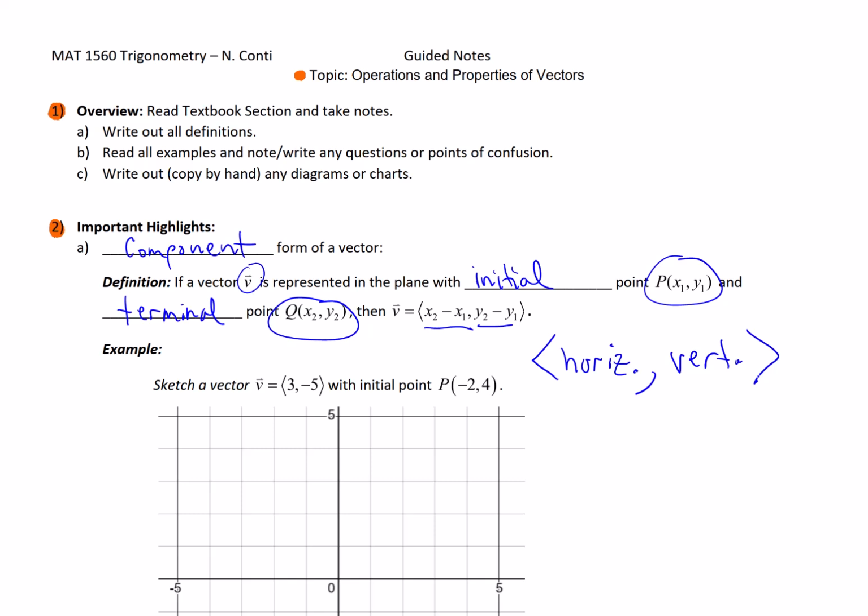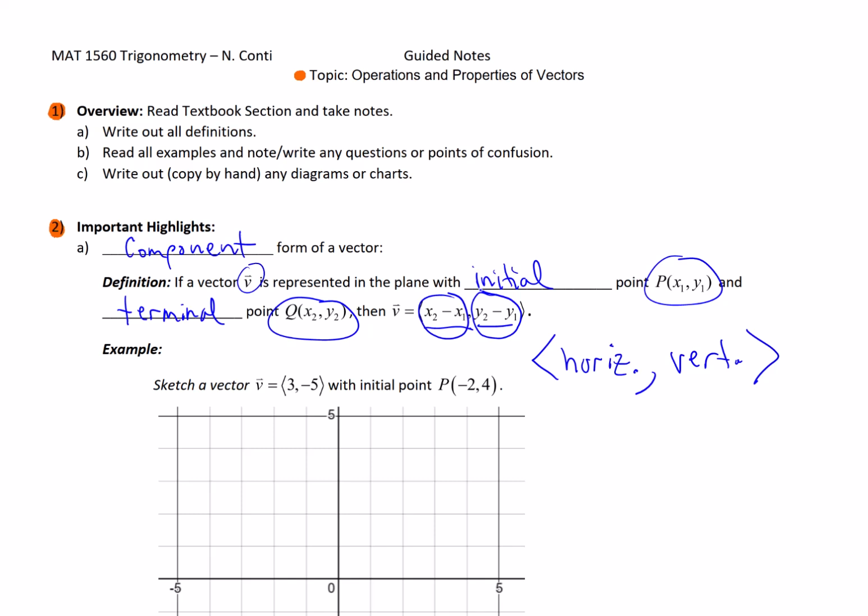What you're seeing in the definition for the horizontal component is x2 minus x1, and for the vertical component, y2 minus y1. The reason you're seeing subtraction is because on a coordinate plane, that would be the further one minus the closer one. It's the same kind of thing you would see in the distance formula. It's representing a length horizontally for x2 minus x1, or a vertical height length on a coordinate system for y2 minus y1.